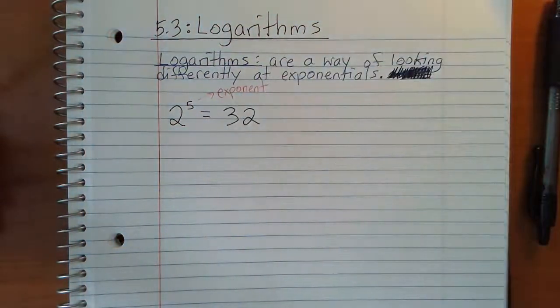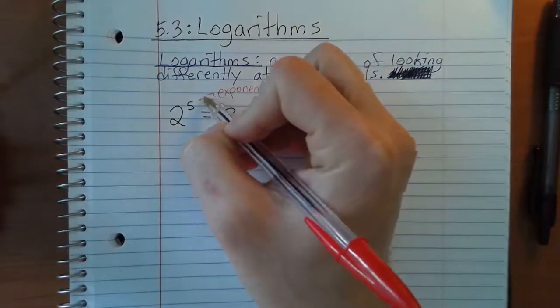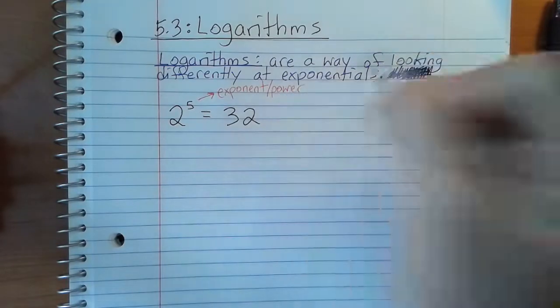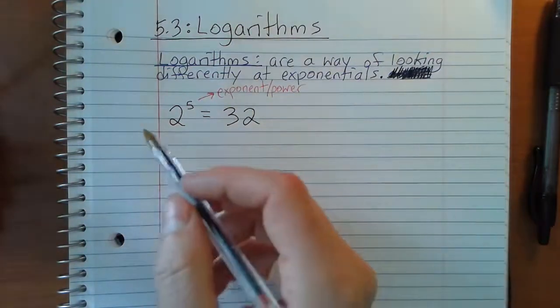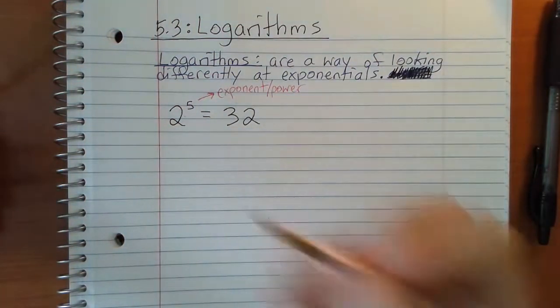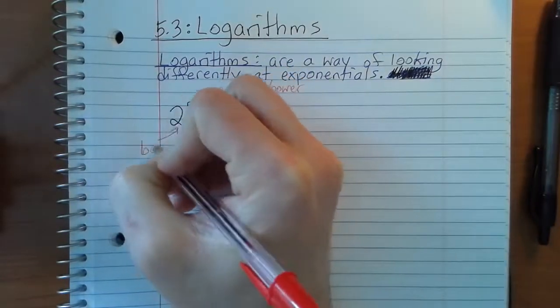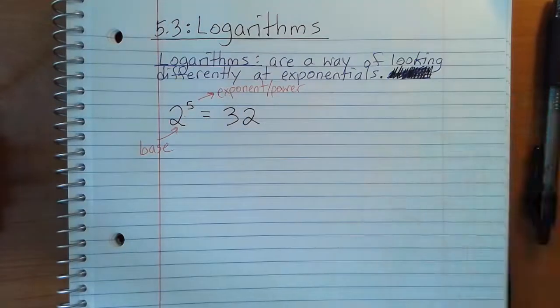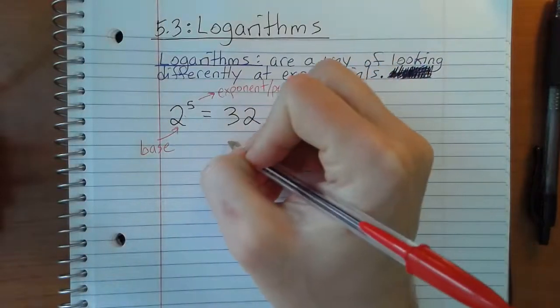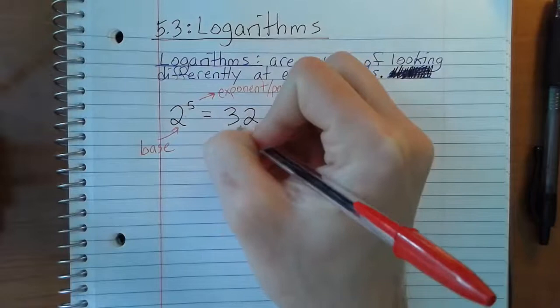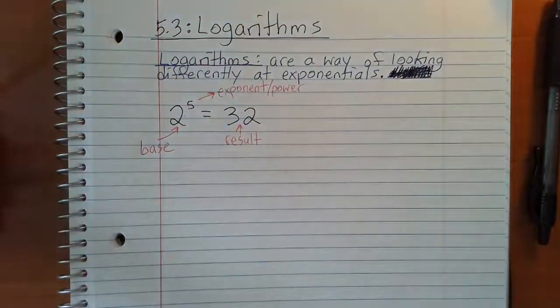We also could give it different names like an index or a power. We'll write power here. The 2 on the bottom, well, it's on the bottom, so we know that's called a base. And the 32 is the answer, or it's the result. And we're going to go with result as a word here to represent what we get at the end of an equation.